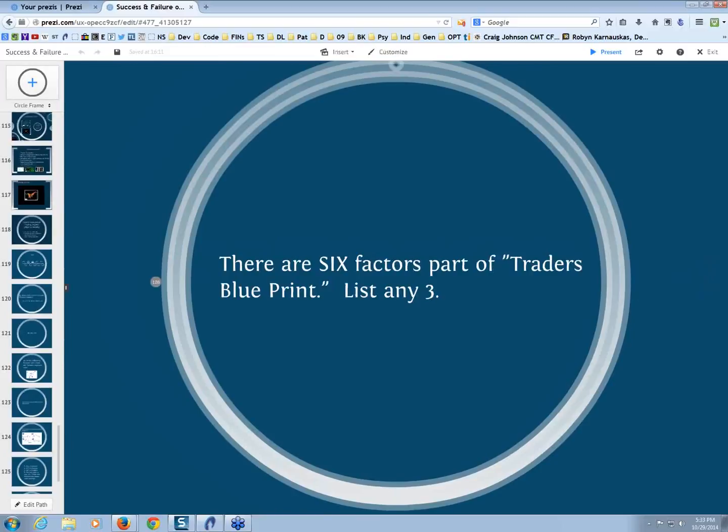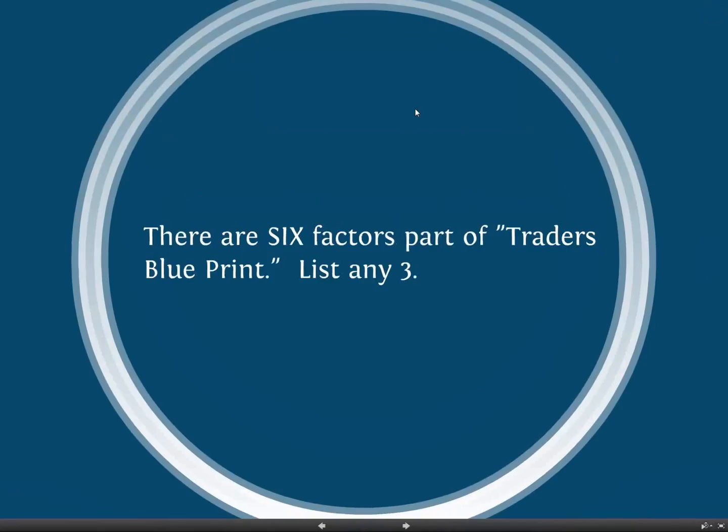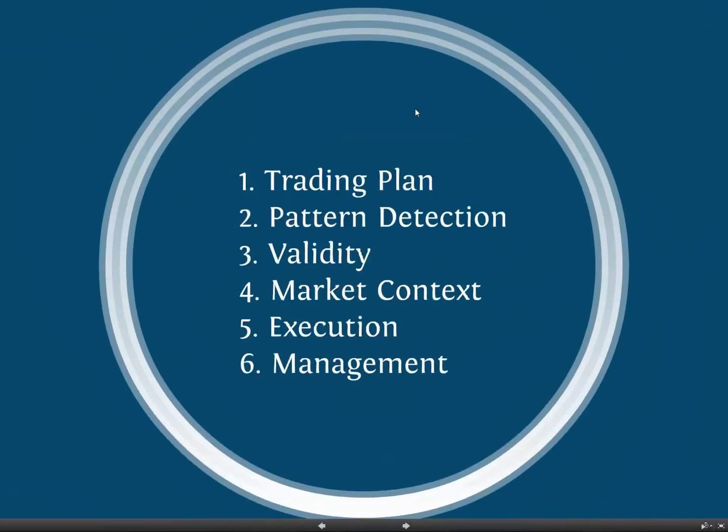So what was the answer, Suri? These are the 6: trading plan, pattern detection, validity, market context, execution, and management, in that particular order. You can replace the pattern detection with anything, whatever you are trying to do. But these are the 6 factors everybody must have as part of their blueprint.